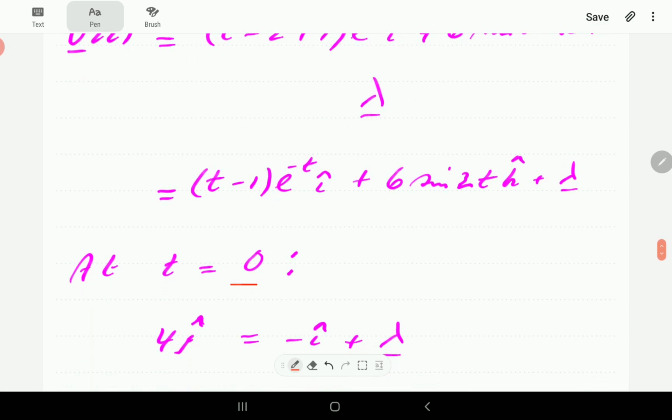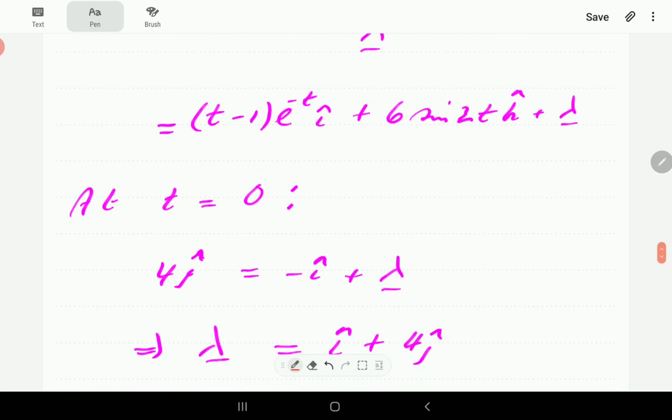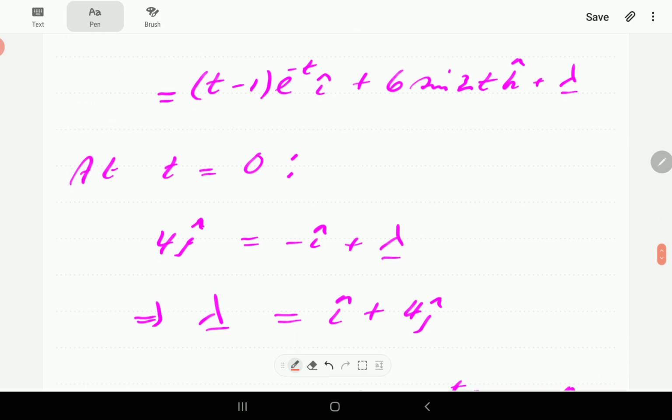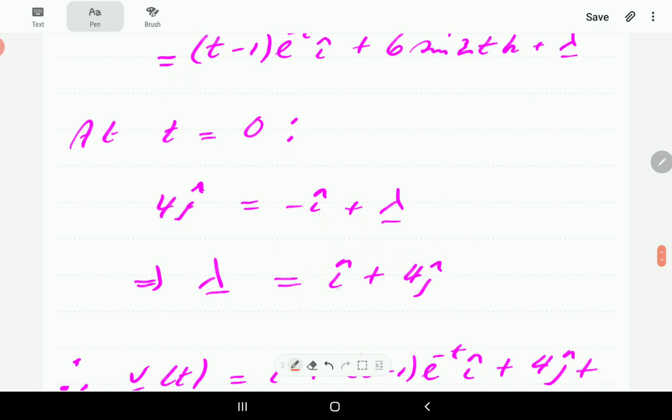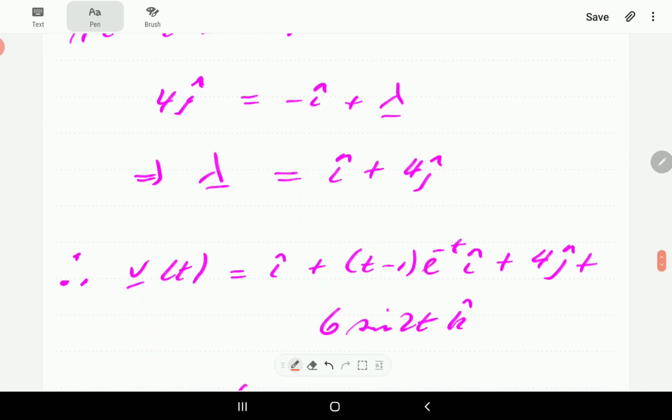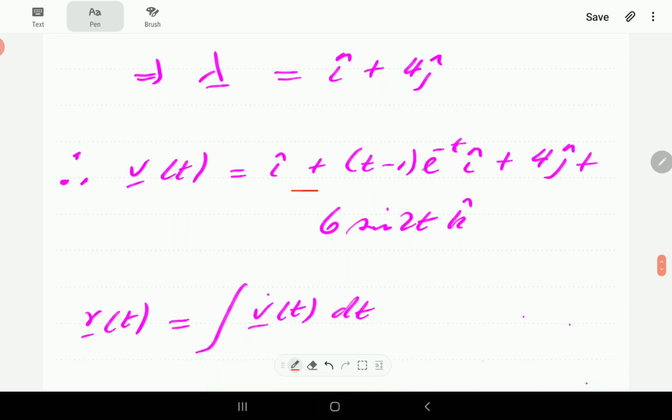At t equals 0, we are told that the initial velocity is 4j. So if we plug in t equals 0 here, we get minus i. So that means lambda, this constant of integration, is going to be i plus 4j. If you incorporate this into this, that's going to give us this expression as our velocity.